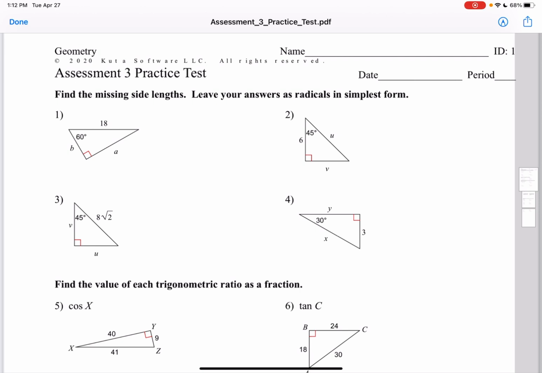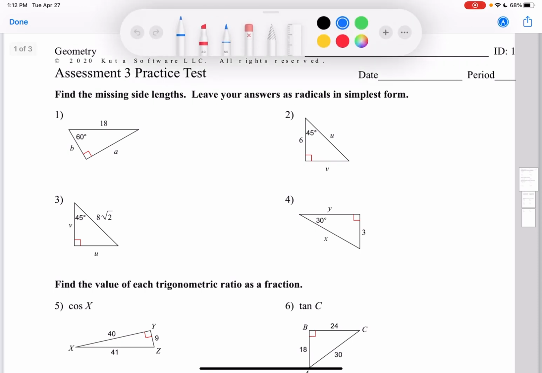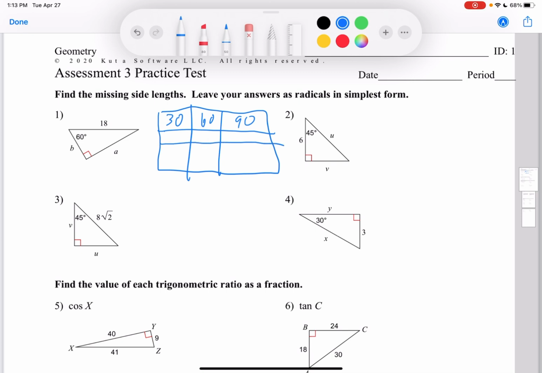So if we look at it, we want to find the missing sides A and B. These are ones that we created our table for. So we're going to create our table for a 30, 60, 90. So we've got a 30-degree angle, 60-degree angle, and a 90-degree angle. It was n, the 90 was 2n, and the 60 was n radical 3.